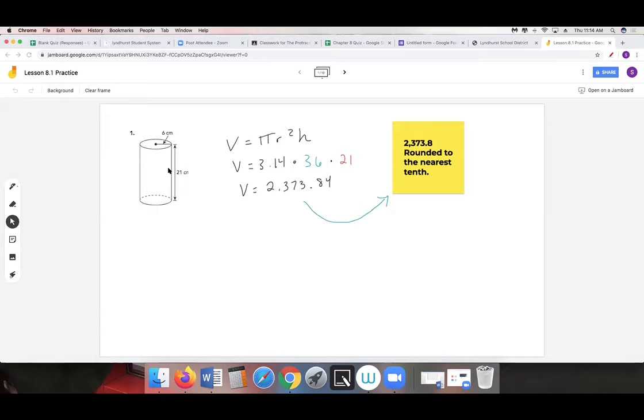So the first three were basically just straightforward questions. Number one asks you to find the volume of this. So again, we just start with the formula, and everything here is based on the formula. So you have the formula. Can you see my cursor or no?